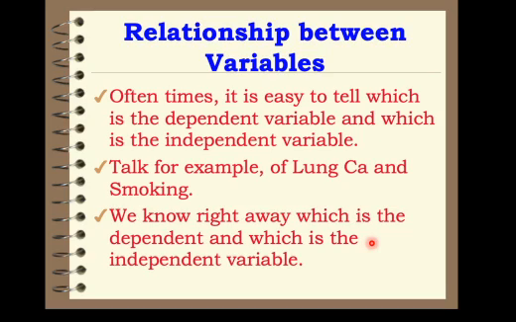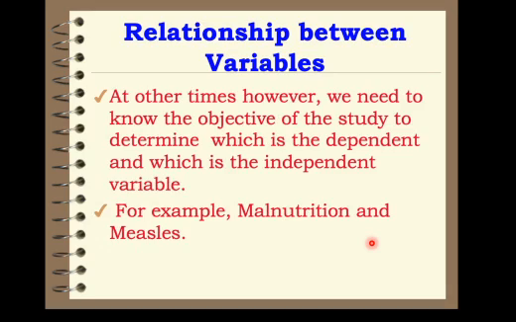For example, lung cancer and smoking, we know right away what is the dependent and what is the independent variable. So we know that lung cancer is the dependent variable and smoking is the independent variable. At other times, however, we need to know the objective of the study to determine what is the dependent and what is the independent variable.